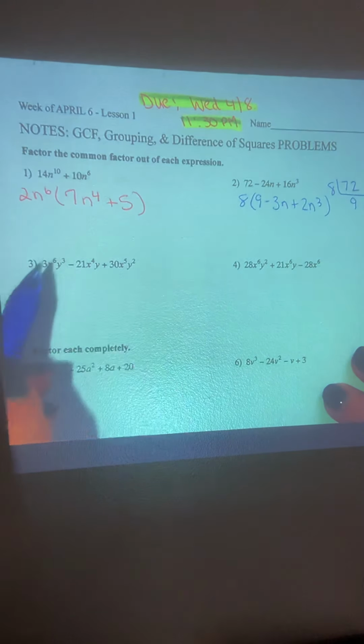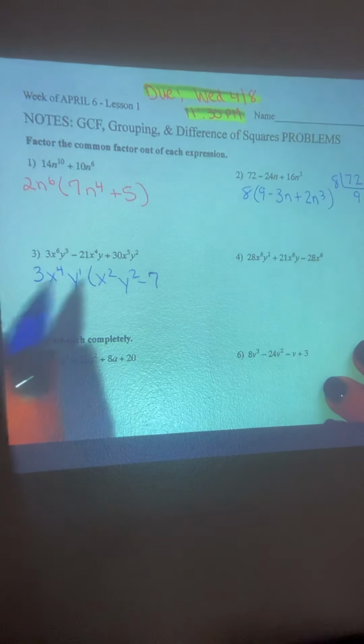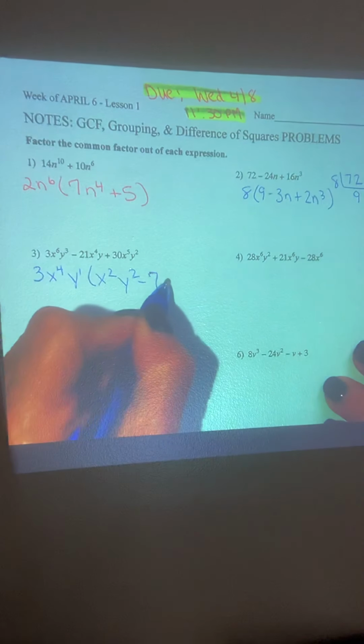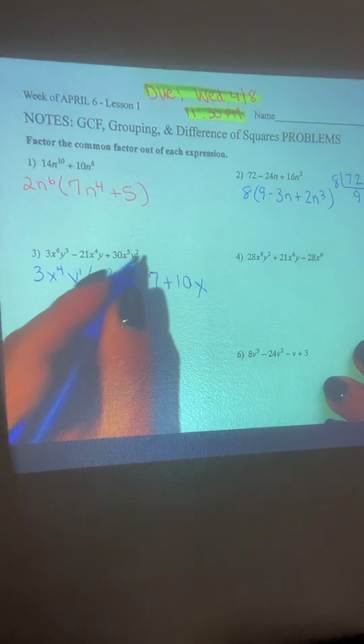Okay, next, 3, 21, and 30. GCF is 3. x^6, x^4, x^5 is x^4. y^3, y^1, y^2 is y^1. Divide in your numbers, subtract your exponents. 3 into 3 is 1. x^6 minus x^4 is x^2. y^3 minus y^1 is y^2. 3 into 21 is 7. x^4's cancel, and y^1's cancel. 3 into 30 is 10, and x^5 minus x^4 is x^1, and y^2 minus y^1 is y^1.